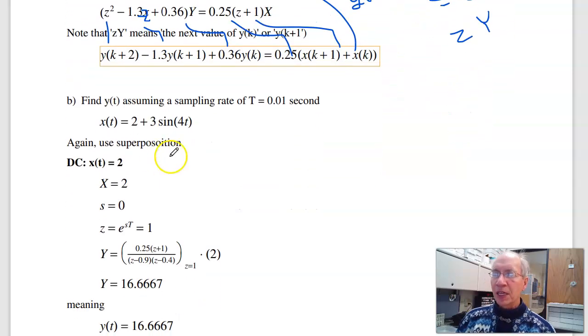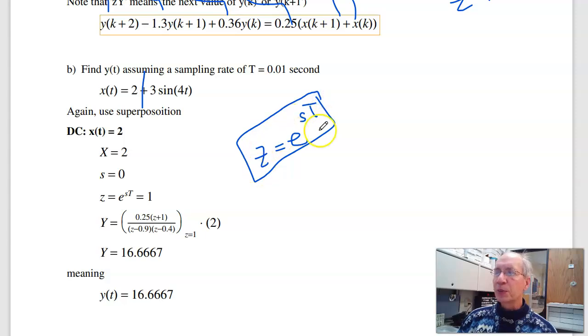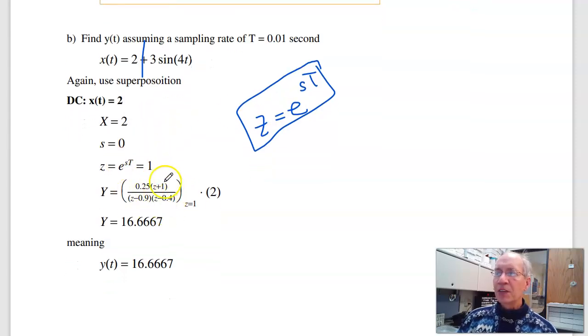Where that's useful is if I have a problem like this, same as we did back in the S domain, treat this as two separate problems. When the input is 2, x equals 2, s equals 0, the conversion to the S plane is z is e to the st. We're going to be using that over and over again. That's the thing you got to memorize for the relationship between S plane and Z plane. Z is e to the st. So when s equals 0, z is 1. Here's the gain everywhere. I just care about the gain when z equals 1 times the input at DC gives you a number. So there's the output at DC.